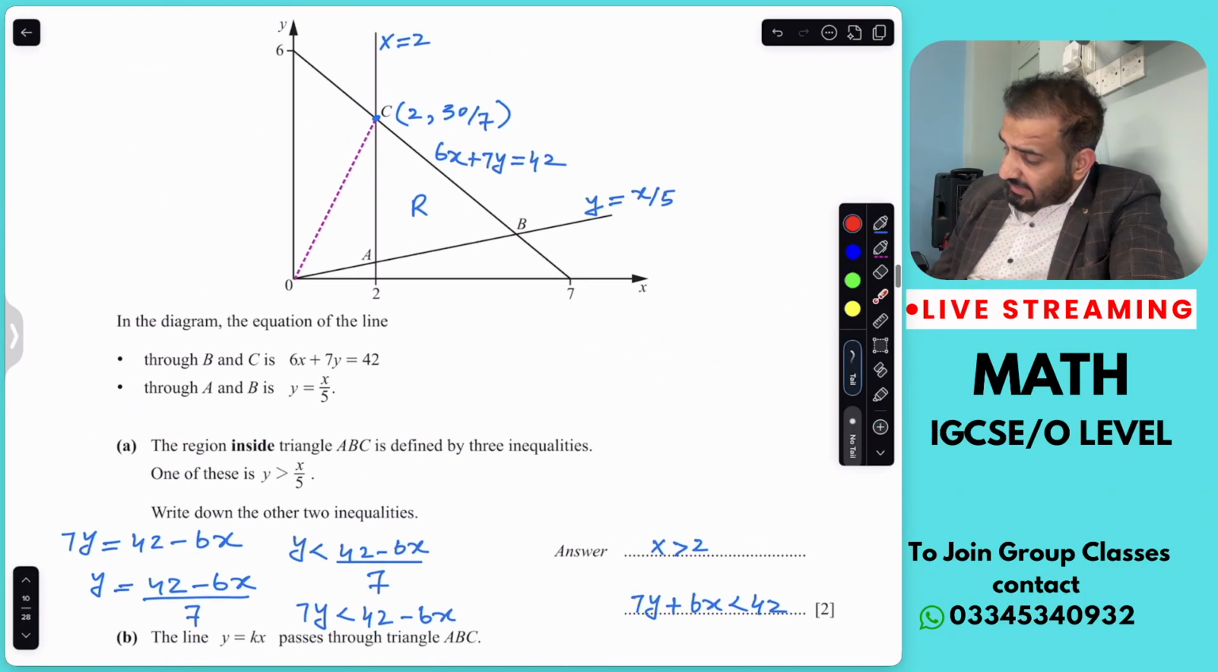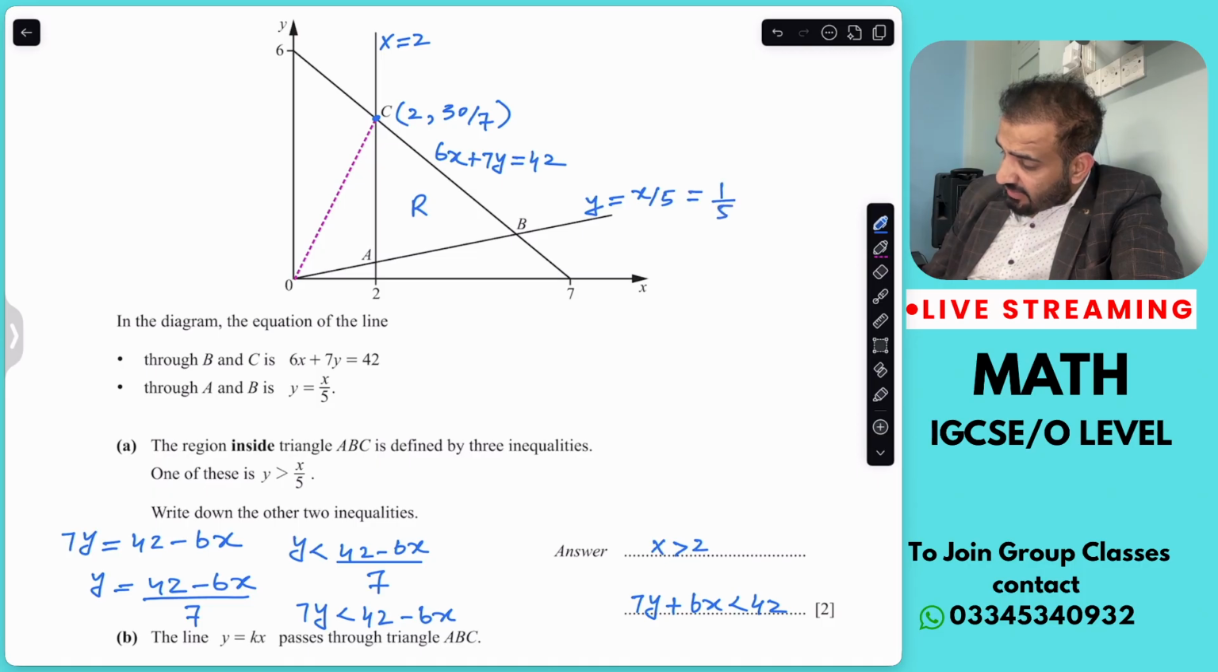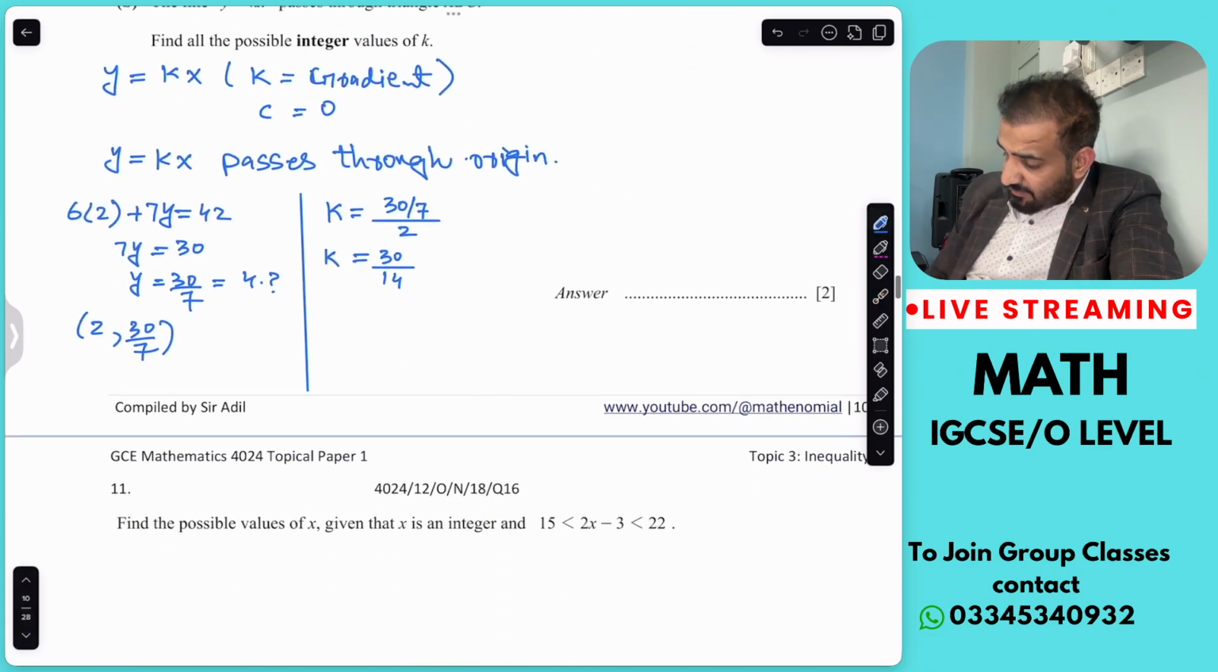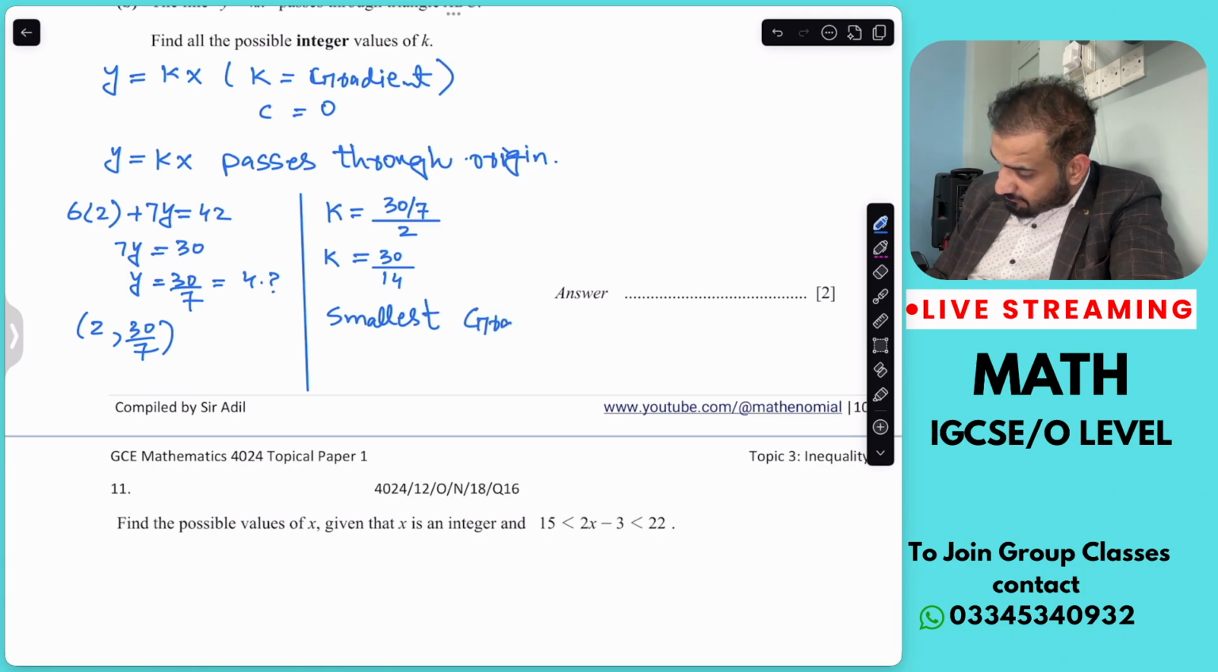And my smallest gradient is, if you look at the smallest gradient, it can be written as 1 over 5x. So what is my smallest gradient? 1 over 5, okay? So I will say smallest gradient is equal to 1 over 5, and largest gradient is 30 over 14.